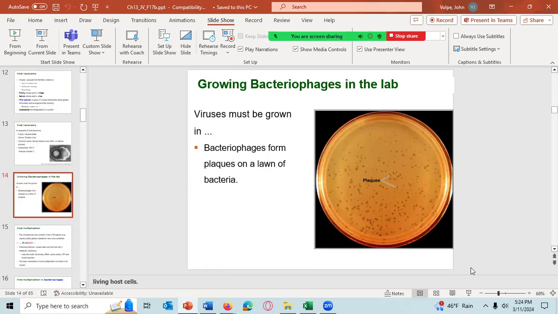Growing bacteriophages in the lab. Actually, I've done this where I grew bacteriophages in the lab. It's fairly easy to do. First, you get a plate and you coat it with a bacteria strain that'll grow the virus, something like E. coli if you're trying to grow bacteriophage T4. And then you streak it everywhere so that you get a lawn of bacteria, meaning the bacteria will grow everywhere.